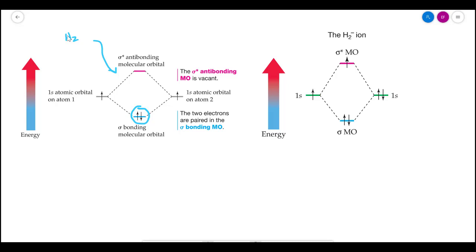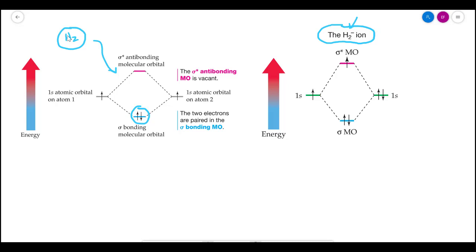So let's jump over here to the right. Here we've got the H2 minus ion. So what's different between H2 and H2 minus? Well, it's just got that extra minus. It's not a very common ion, as you'll learn in a second, because it's not super stable. How do we know it's not super stable? Well, let's think about it in terms of molecular orbital theory.